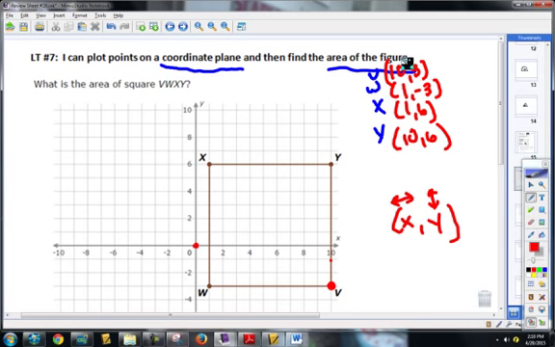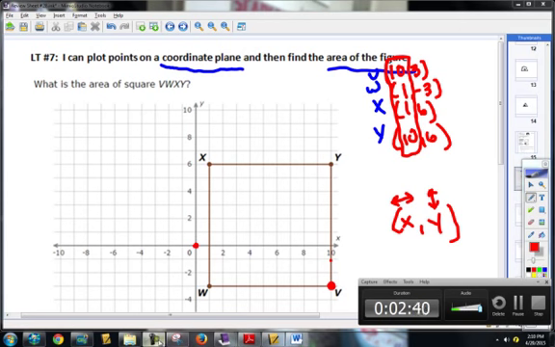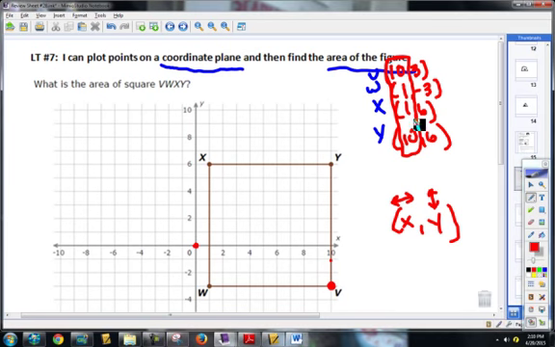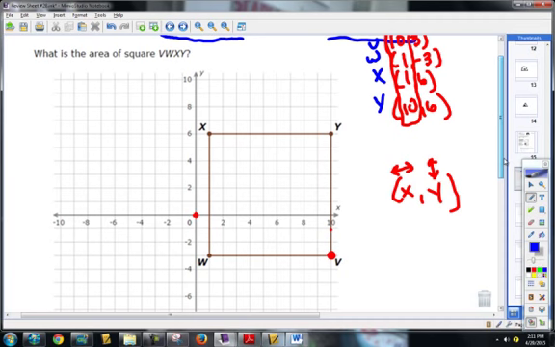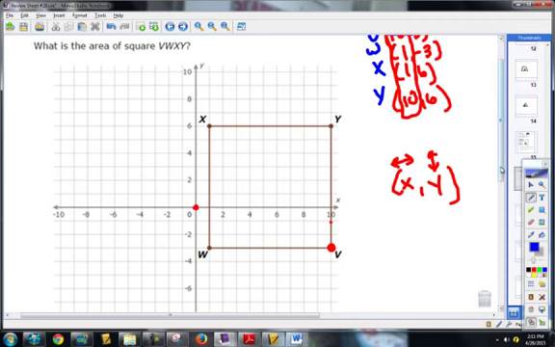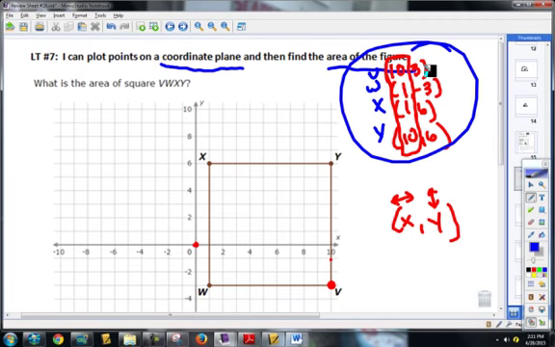The first number always tells you whether to go right or left. Positives are to the right, negatives to the left, and then it's going to tell you how many to go to the right or the left. And same with the Y, which is going to tell you whether to go up or down and by how many. So what you're going to have to do on the test, you're going to be given something like this, and you're going to have to do that. And then you'll have to find the area of it.